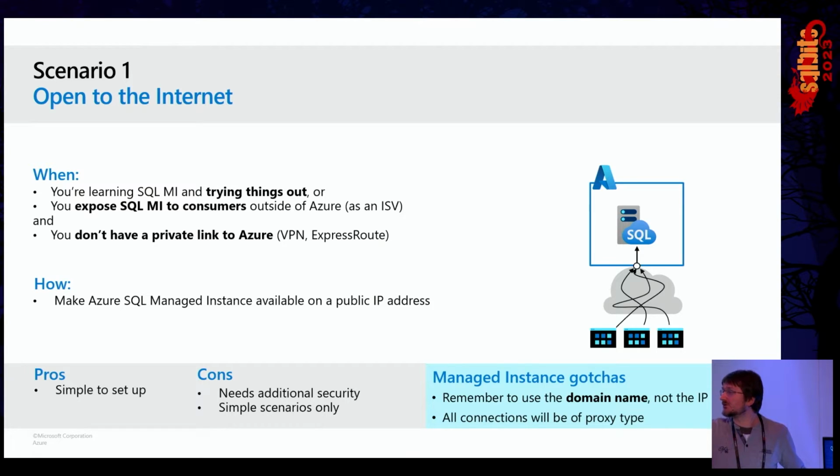And obviously, all connections will be of proxy type. Nico mentioned earlier that the other type, which is more performant, redirect type, depends on having an open range of inbound ports. Obviously, public endpoint cannot do that because it only opens one port.